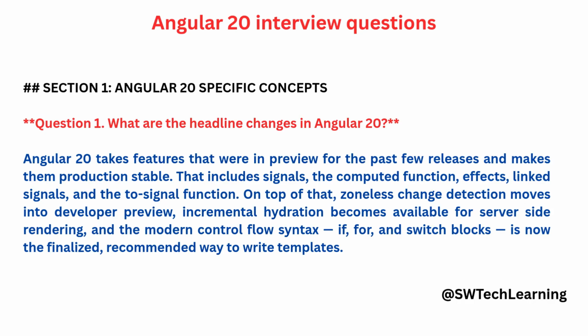Angular 20 takes features that were in preview for the past few releases and makes them production stable. That includes signals, the computed function, effects, linked signals, and the toSignal function. On top of that, zoneless change detection moves into developer preview, incremental hydration becomes available for server-side rendering, and the modern control flow syntax, if, for, and switch blocks, is now the finalized, recommended way to write templates.